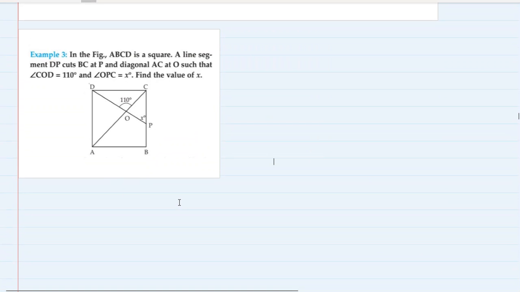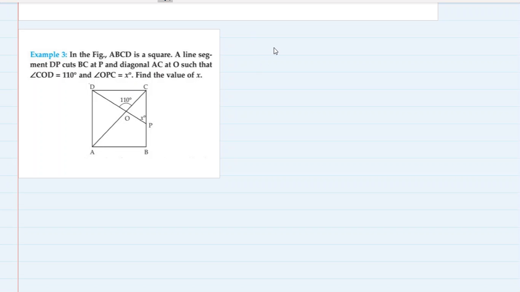In the figure, ABCD is a square. A line segment DP cuts BC at P. There is no need to write given and everything because this is not a proof, but still you should know what you have to find and what is given. So a line segment DP cuts BC at P and diagonal AC at O such that angle COD is 110 and angle OPC is X. Find the value of X.